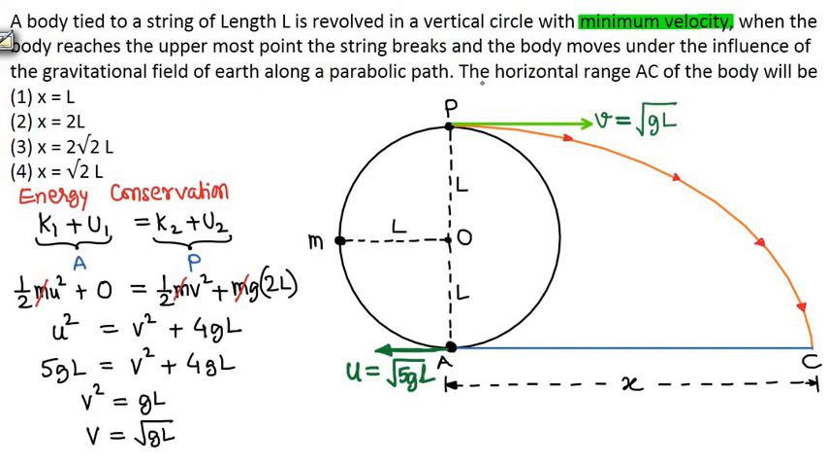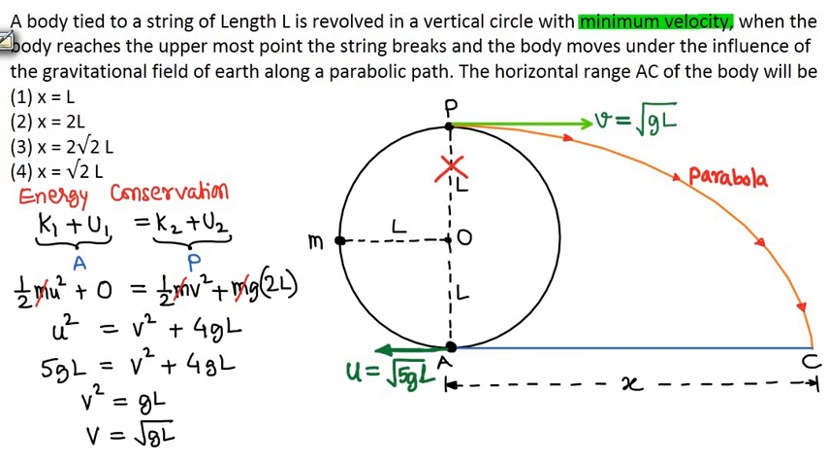Now after this, according to the question, the string breaks. So the string breaks at the highest point. After the string breaks at the highest point, the particle will continue to move in the gravitational field as a projectile motion, and the path will be a parabola.